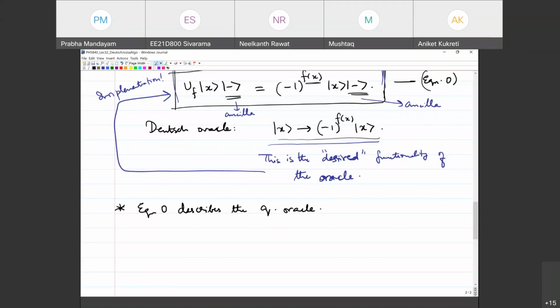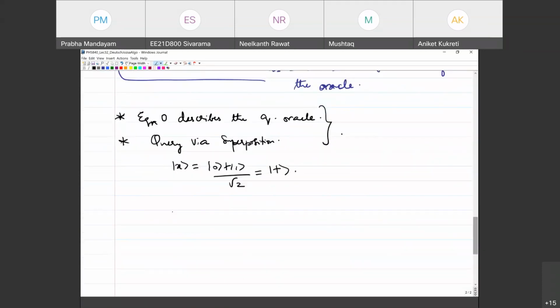Okay, so equation O describes the quantum oracle, but now I'm going to query via superposition. So these are the two aspects of the Deutsch algorithm which give it the speed up. So which means that my x is now going to become the plus state, right? And then you will see that U_f acting on plus minus is U_f acting on |0⟩ minus plus |1⟩ minus.